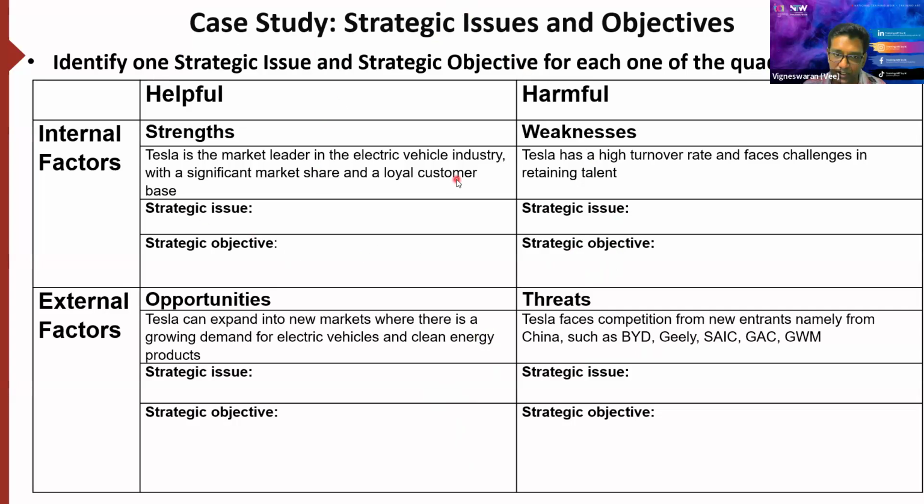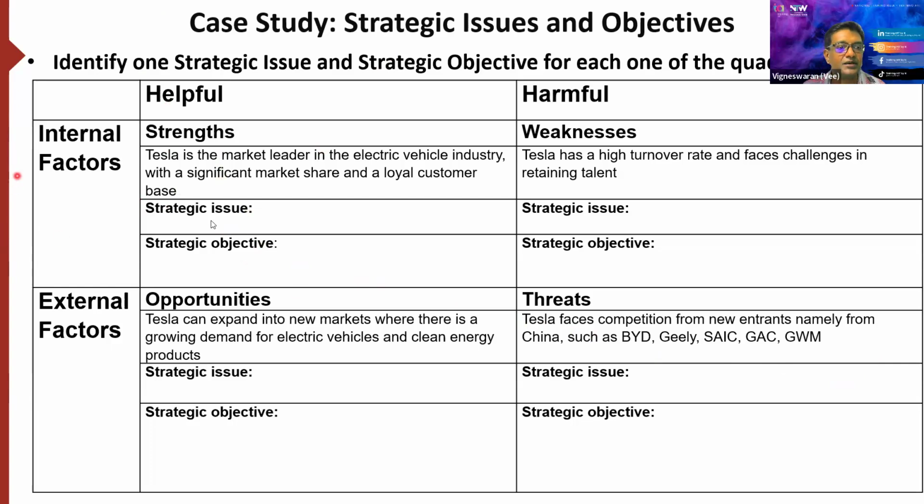But let's start with the first quadrant, Q1. For Q1, could you all try developing the strategic issue and objective? Let's go. Ladies and gentlemen, you all can type in the chat for the first one. Tesla is the market leader in the electric vehicle industry with a significant market share and a loyal customer base. Why don't you all try developing the strategic issue and strategic objective? You don't have to be correct. You just need to try. Come, all of y'all, let's try. Let's go.